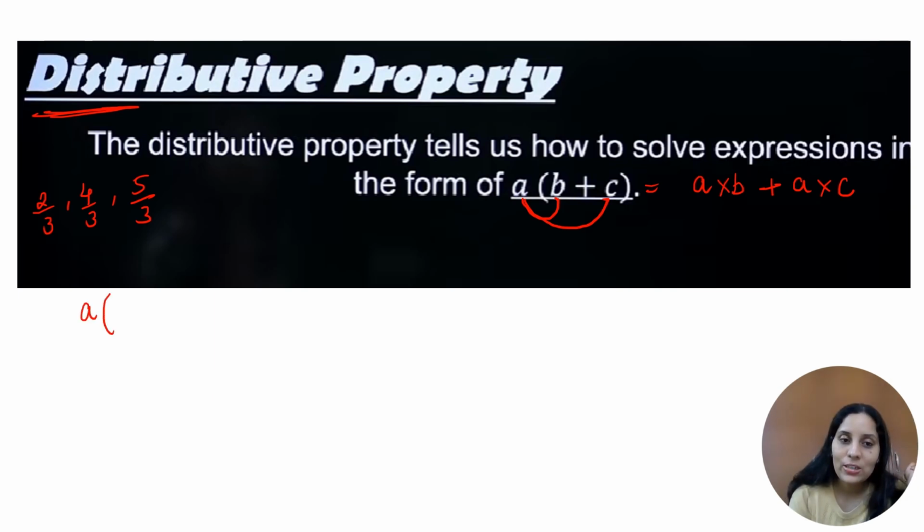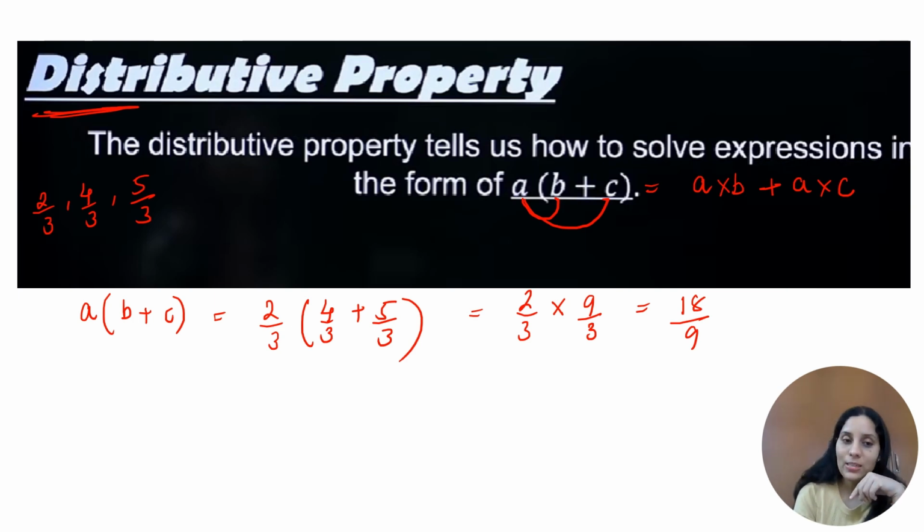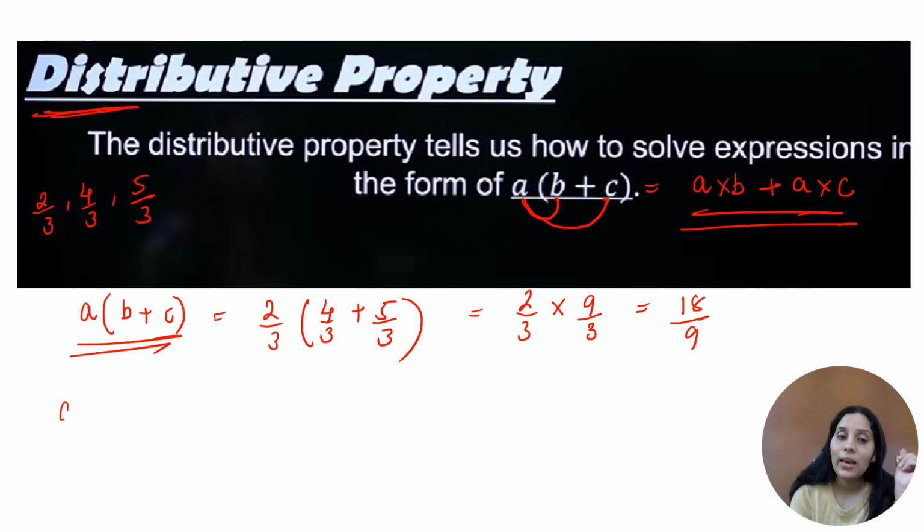So A into B plus C, what do we get? 2 by 3 into 4 by 3 plus 5 by 3. So generally we do the bracket part first. So we get 2 by 3 into 4 plus 5 is 9 by 3. So 9 into 2, 18 by 3 into 3, 9. Now the other, this is equal to what? A into B plus A into C.